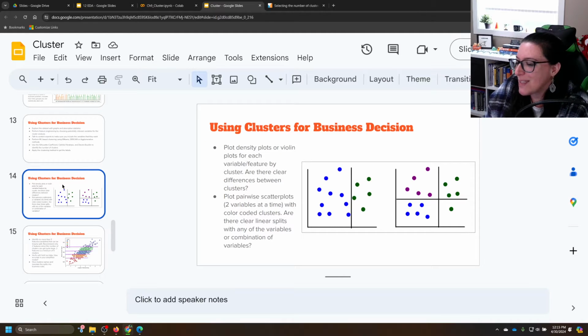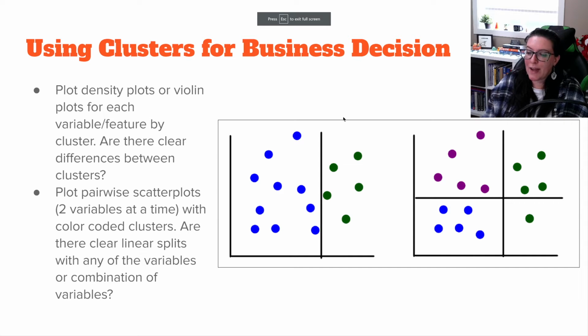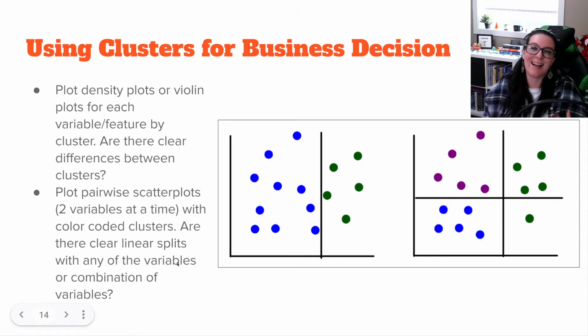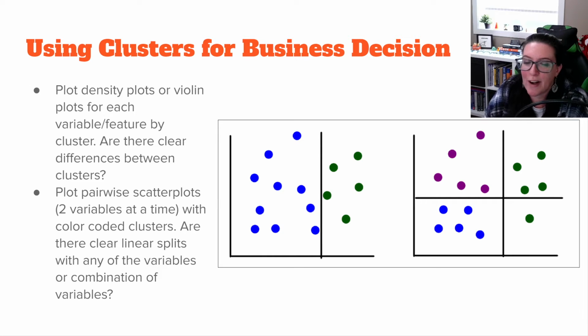Once we have those labels, especially if we have lots of variables, we're now going to need to narrow it down further. Because while lots of variables will help us identify the potential clusters, the problem is that in real life, it's difficult to action on lots of different variables. So what we would do is plot some density plots or violin plots for each feature or variable combination. Are there clear differences? So we're looking for clear separation.